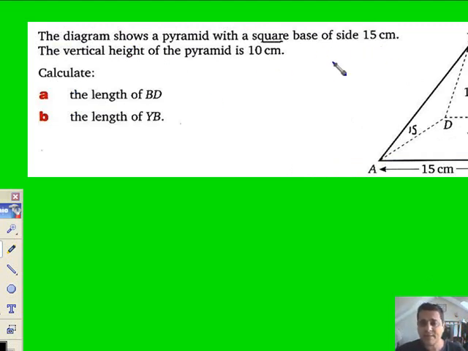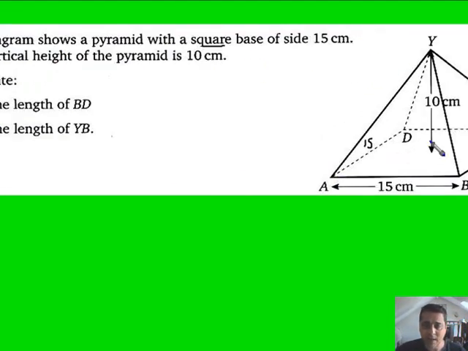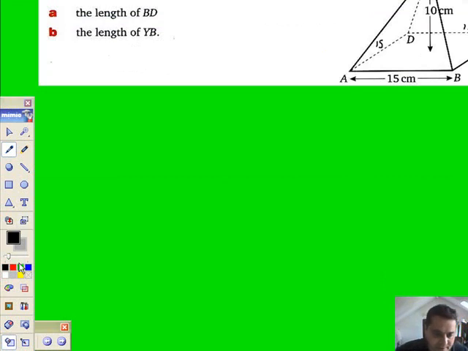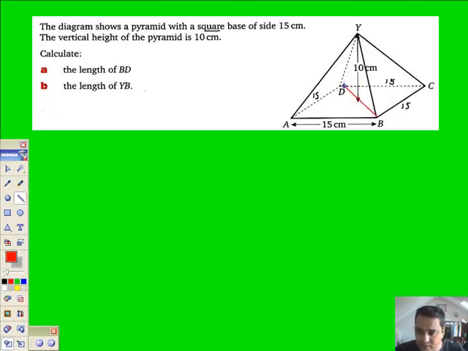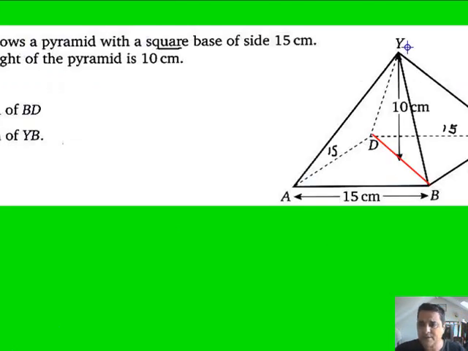Okay, so square base of side is 15 centimeters. The vertical height directly above the center of that square is 10 centimeters. I've got to calculate the length of BD. Lovely. So let me just get my straight line facility. BD. Let's do it in the direction it says. Straight across there. As you can see, the vertical height is directly above the center of the line between B and D. There it is. They've actually drawn it rather well. So I've got to work out this length.